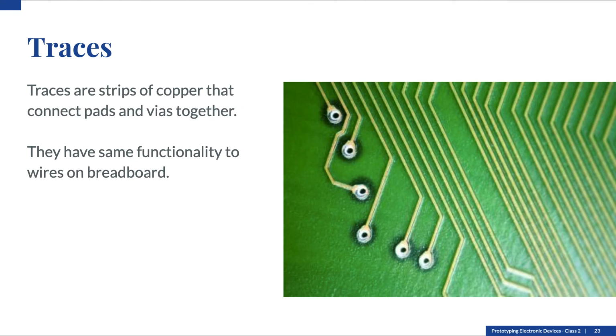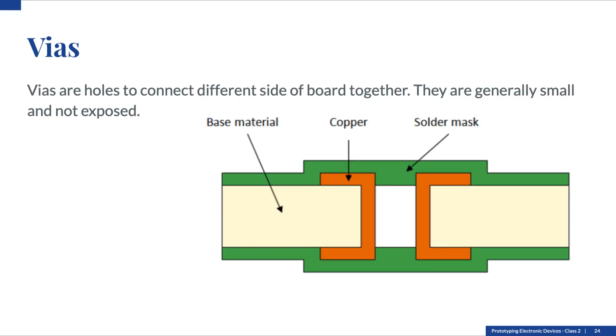They have the same functionality as wires on the breadboard. If you need a trace to carry a large current, it is better to use a wider trace to get a larger cross-sectional area. Vias are holes to connect different sides of the board together. They are generally small and not exposed.